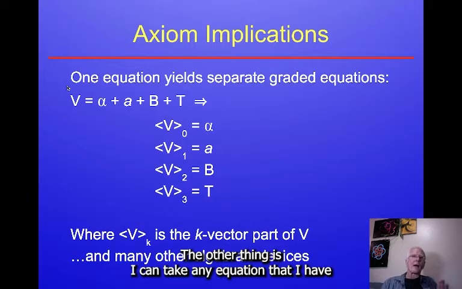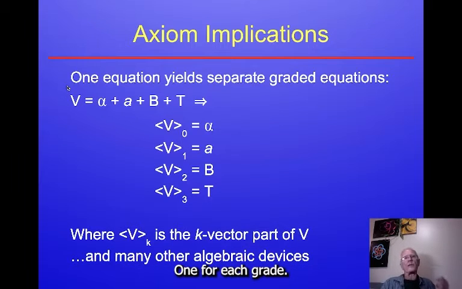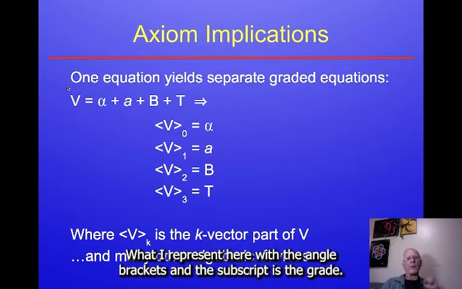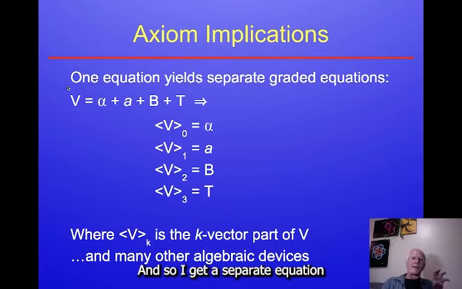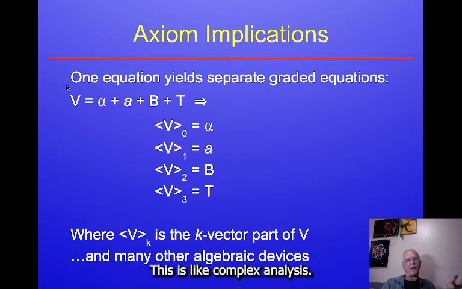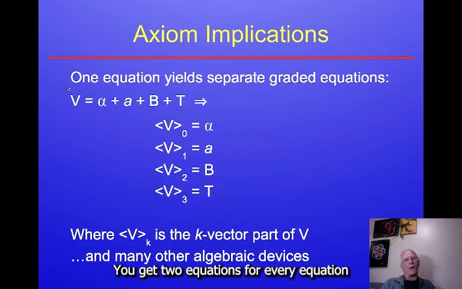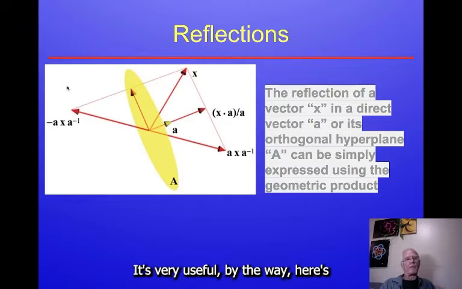The other thing is I can take any equation that I have with multivectors and break that into separate equations, one for each grade. What I represent here with the angle brackets and the subscript is the grade of that k vector v, or multivector v. And so I get a separate equation for each grade in my multivector equation. This is like complex analysis. You get 2 equations for every equation in complex variables. It's very useful, by the way.